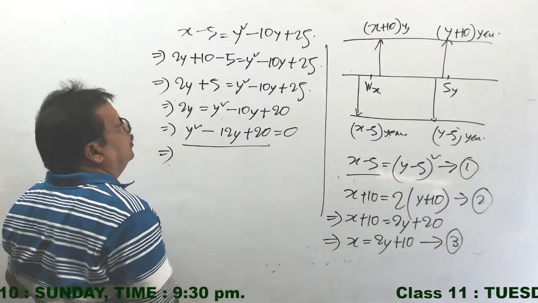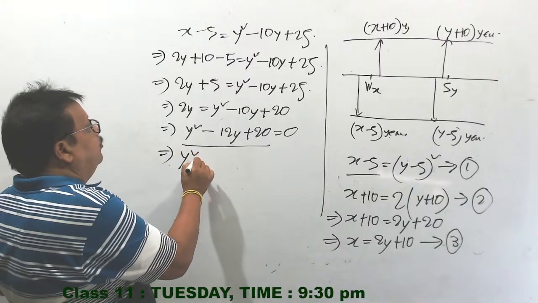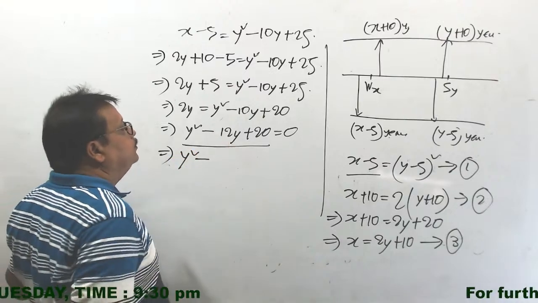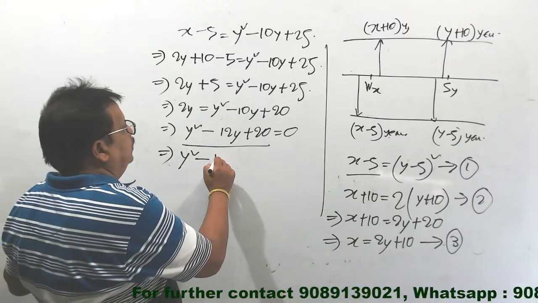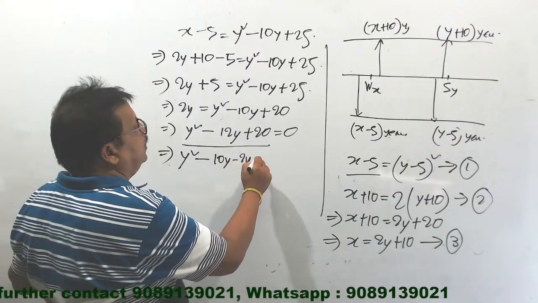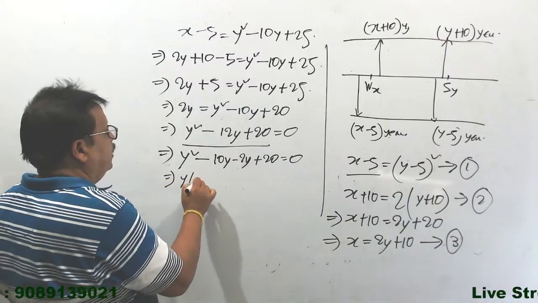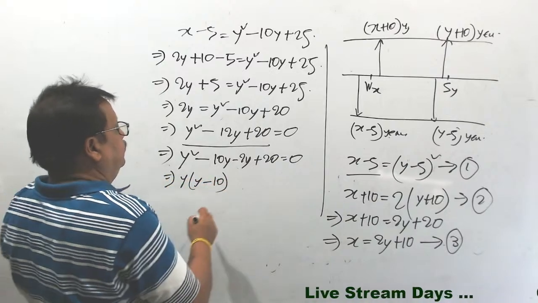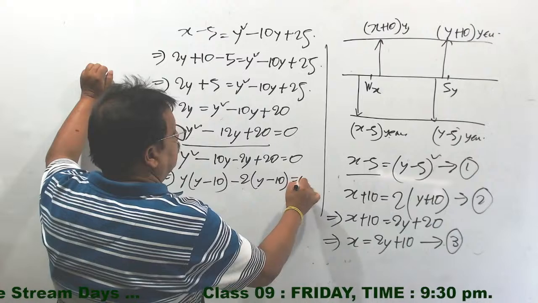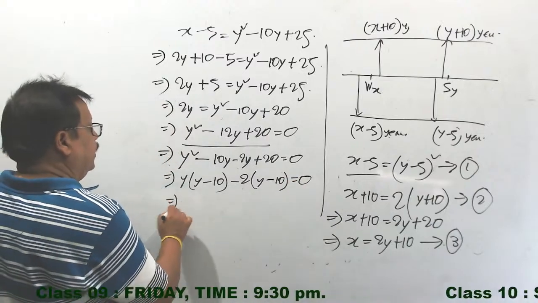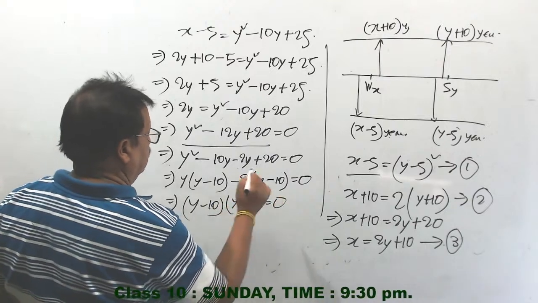Now, middle term method. This is a quadratic form. Solve. Y square minus, you have to bring 12. 10 twos are 20. Okay. 10y minus 2y plus 20 equal to 0. Correct. Take y common, y minus 10 minus 2 into y minus 10 equal to 0.